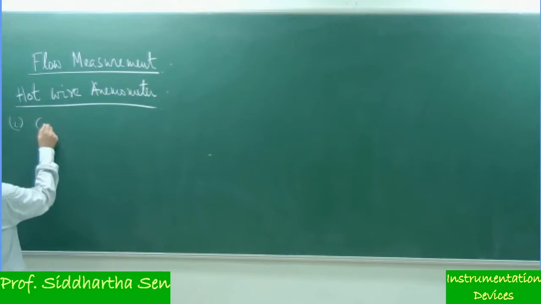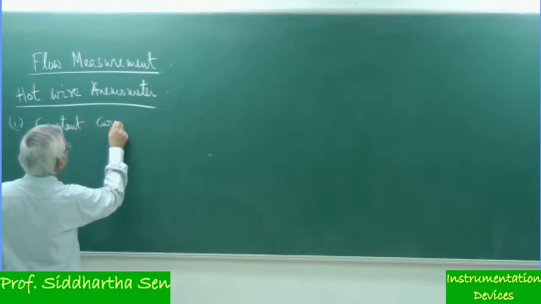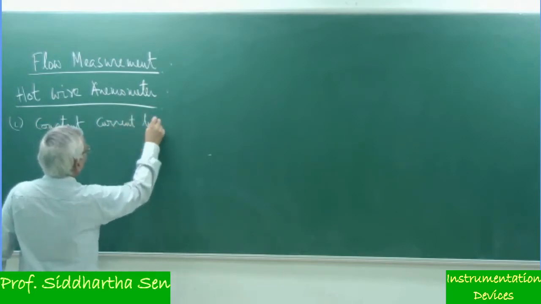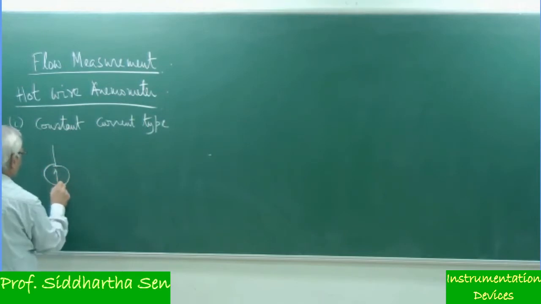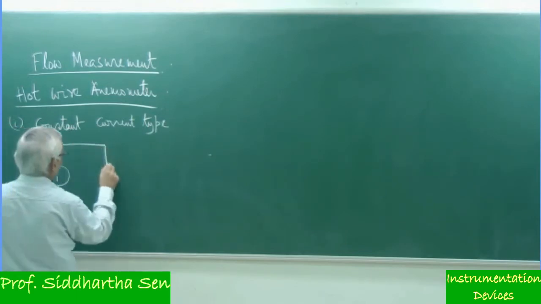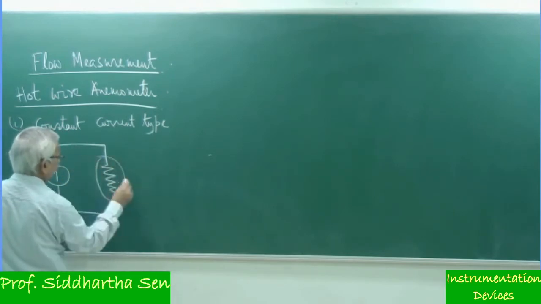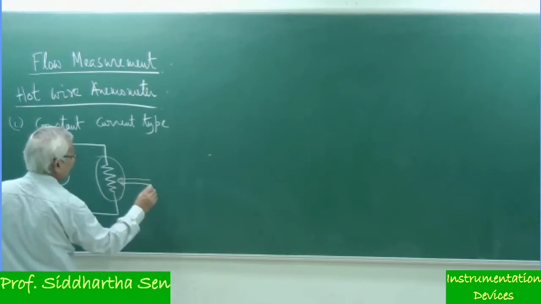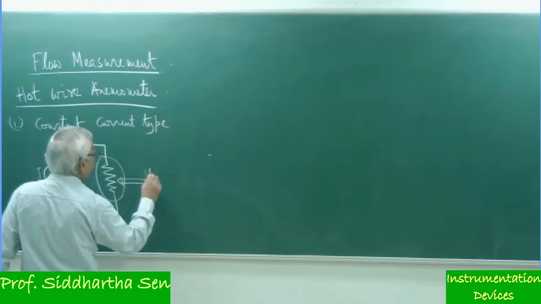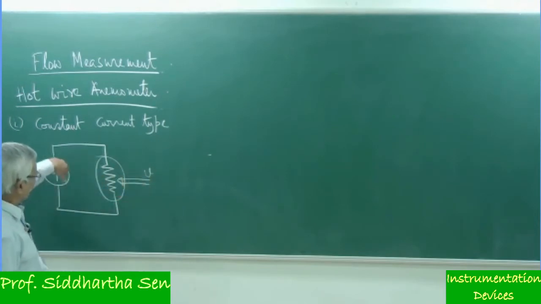One is a constant current type, where you have, suppose, a constant current source I there, and this is your thin wire. This is the thin wire which represents the sensor and which is exposed to the velocity V there.